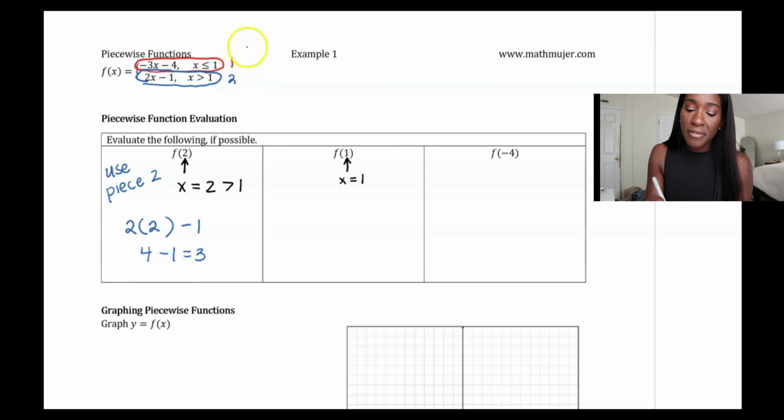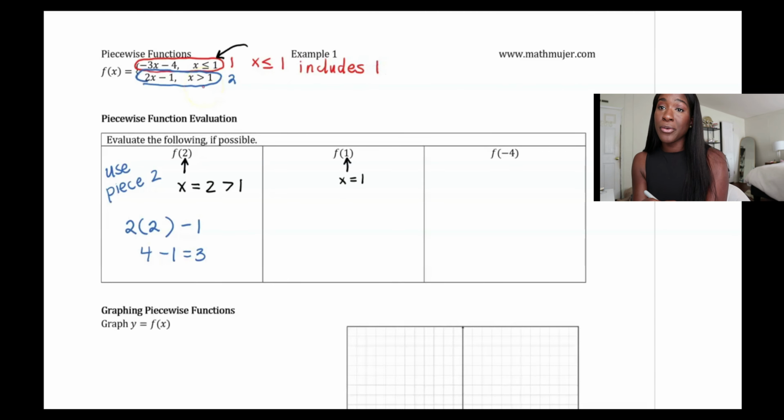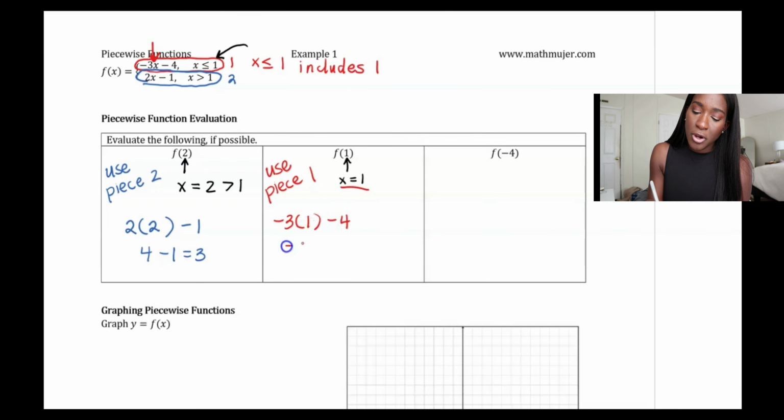But it's only the first inequality that says x is less than or equal to 1 that includes 1. That second inequality just says x has to be bigger than 1, and 1 isn't bigger than 1, it is equal to 1. So to evaluate that second problem, we are going to use piece 1. We're going to use the first piece of the function. So the x value of 1 is getting plugged into the x from the first piece. So we have negative 3 times 1 minus 4, which gives us negative 3 minus 4, which is negative 7.